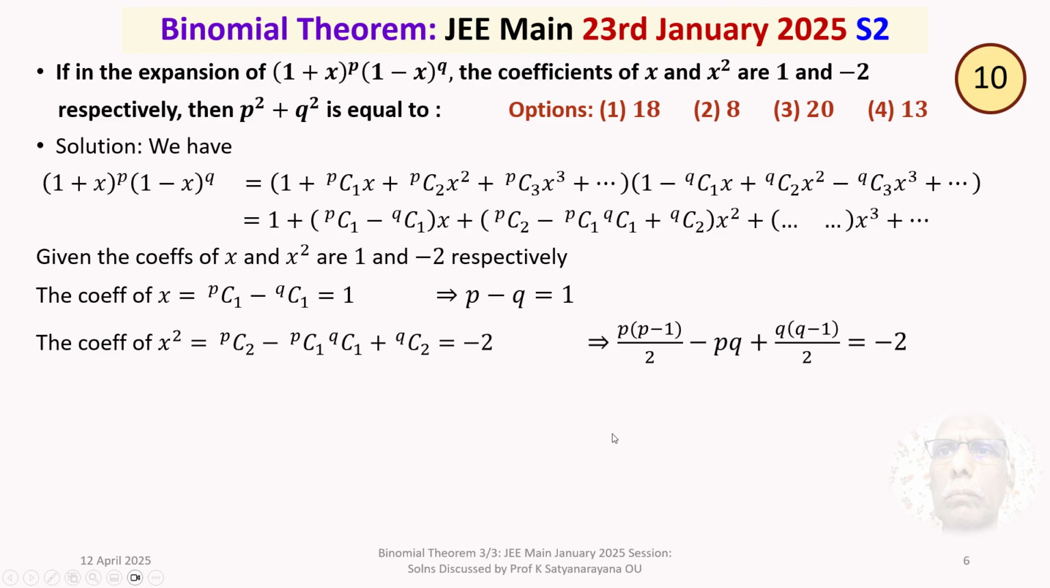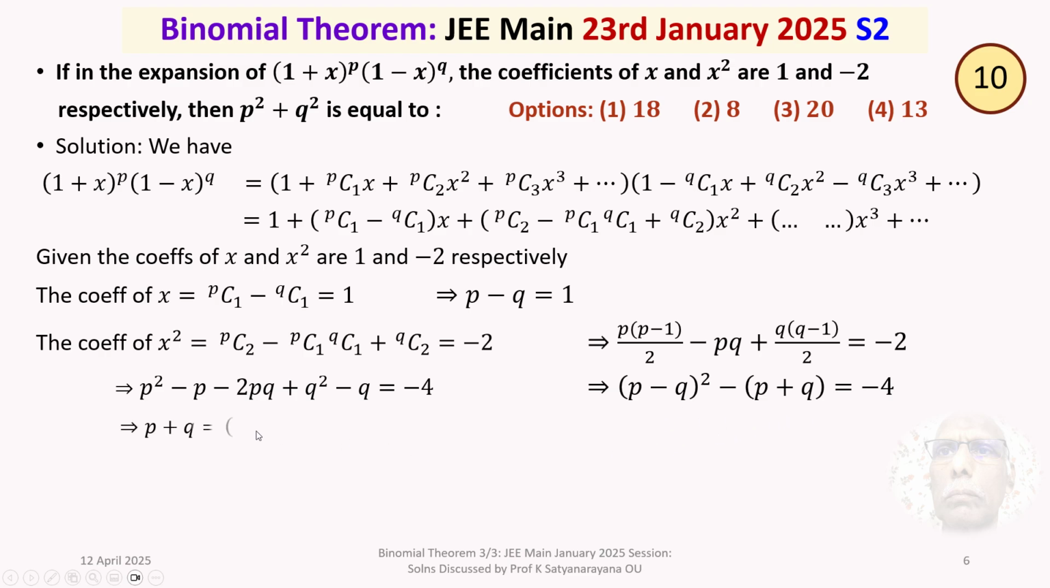Now take the LCM and simplify. You will get p² - p - 2pq plus q² - q is equal to -4. Now this is precisely p² + q² - 2pq, which is (p - q)², minus (p + q), that is -(p + q), equal to -4. So we have p - q is 1, substitute here and you will get the value of p + q. p + q is equal to (p - q)² + 4. (p - q)² is 1 squared is 1, 1 plus 4 is 5. So p + q is 5.